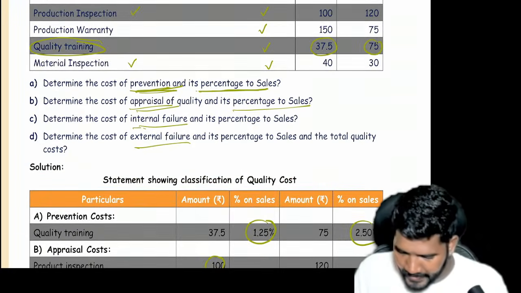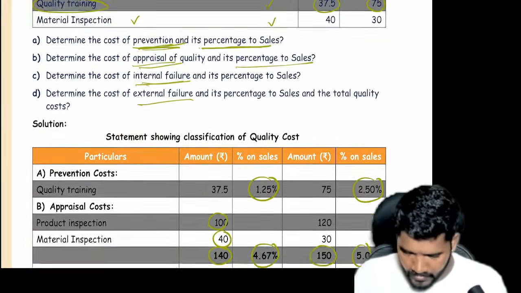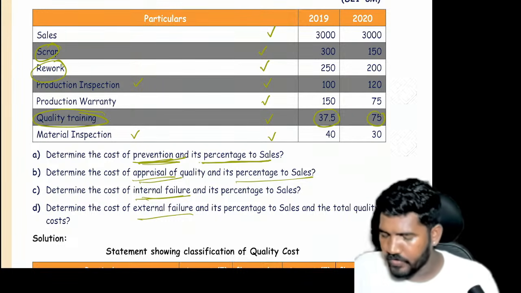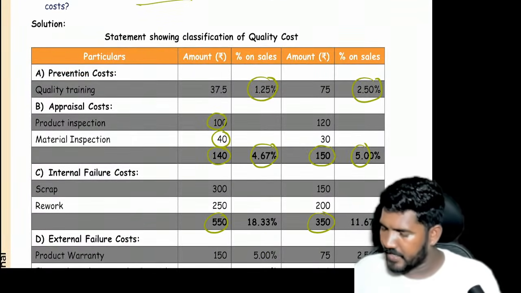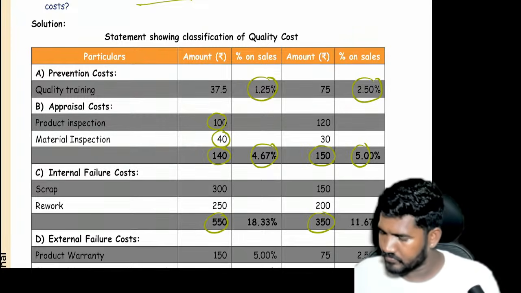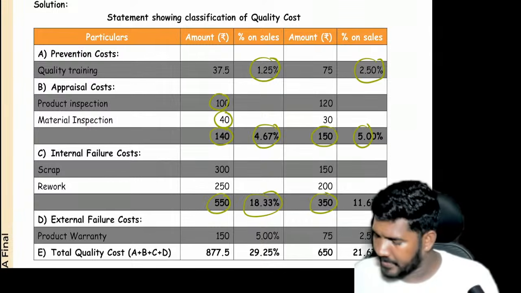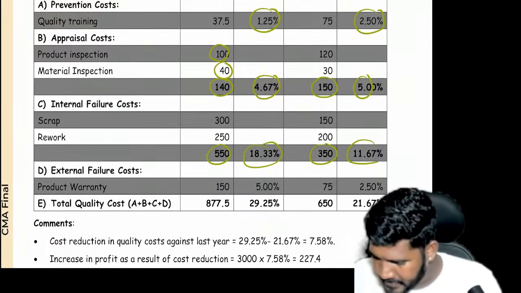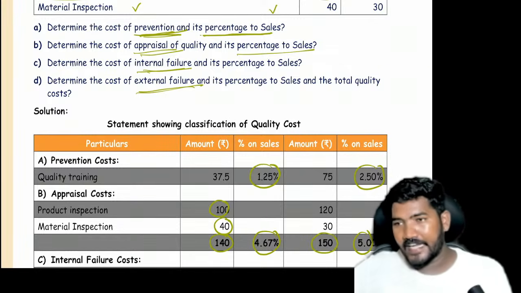After appraisal, internal failure cost is within our site, within our company. So within our site, scrap and rework: 300 plus 250, 550; 150 plus 200, 350. 550 divided by sales 3000 into 100 is 18.33%. 350 divided by 3000 into 100 is 11.67%. External failure cost is at the customer side.